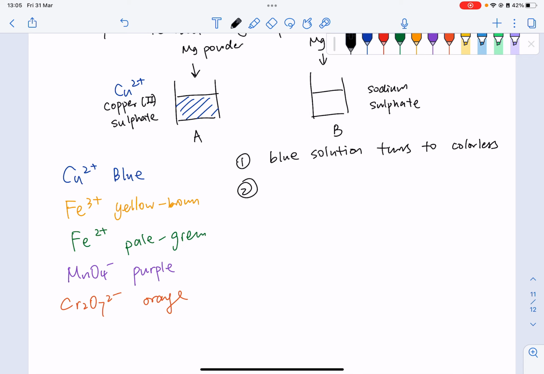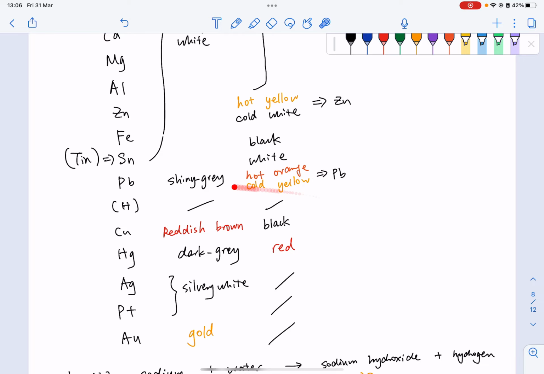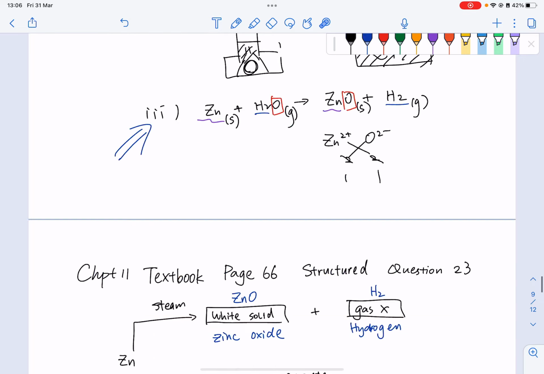And what else? If we put magnesium in it, it will disappear and the copper will come out. Remember the displacement reaction? The more reactive metal displaces the less reactive metal out. Now we know that the magnesium powder will dissolve in solution. And then what else? Copper comes out. What is the color of copper? Remember the table that I summarized with you before? Copper will be reddish brown.